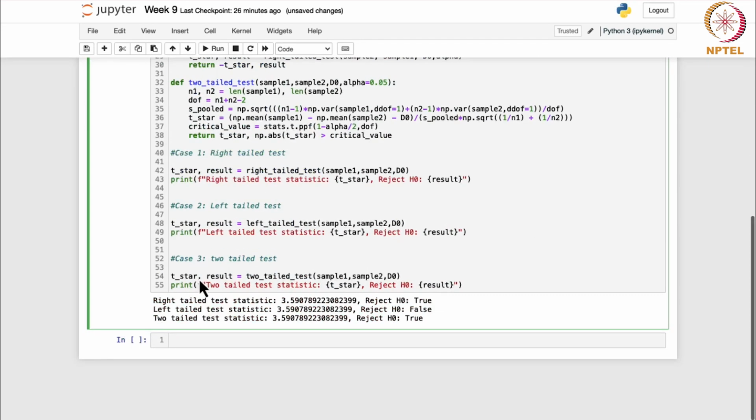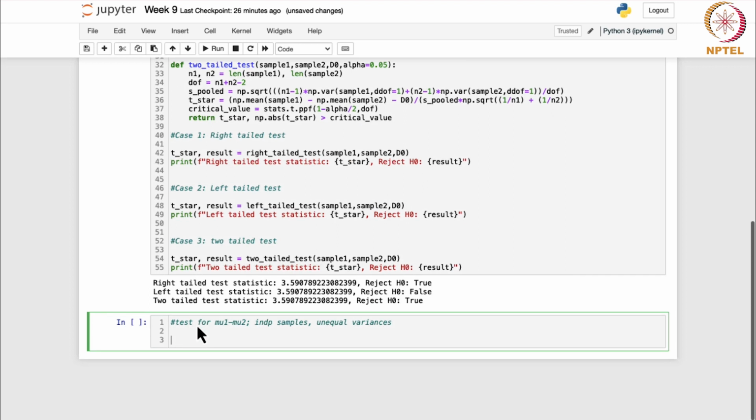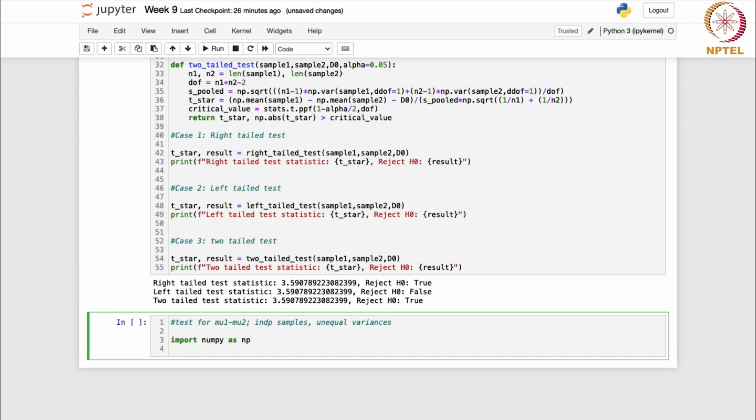We know that the second test we considered in your theory was that you do not have equal variances. So let me just write unequal variances, which means that we are going to work with the Welch t-test, right? So you will be importing numpy as np, and from scipy you just import stats.